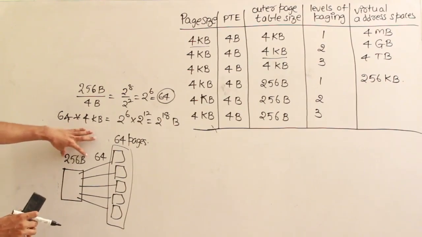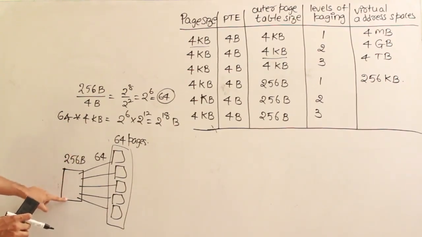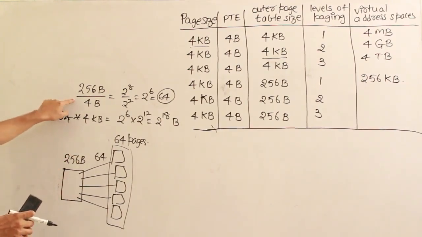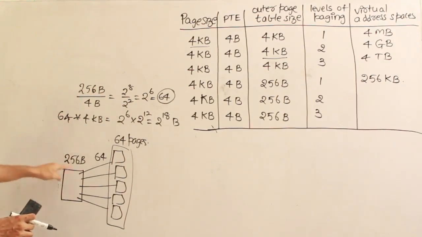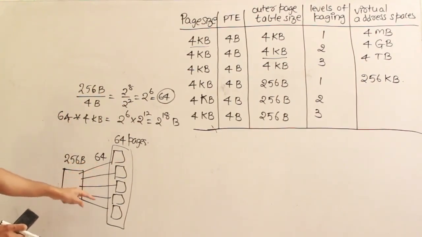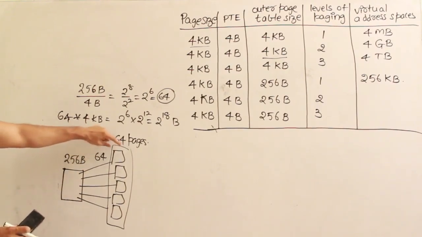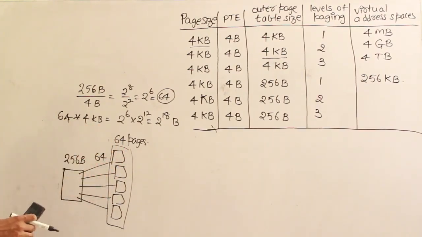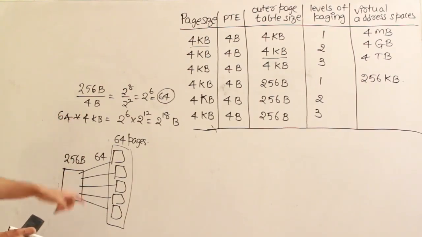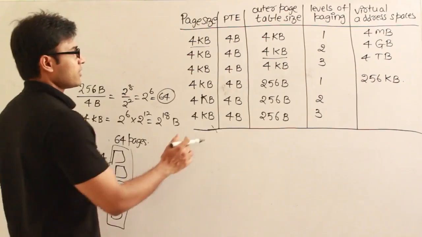See, 256 bytes is the total size of the page, and therefore the number of entries in the page will be 64. Fine. And therefore the number of pointers coming out of this one is 64, and each pointer is going to point to one page of the inner page table. Therefore how many pages will be present? Yes, 64 pages, and therefore the size of each one is 4K. Yes, that's it.